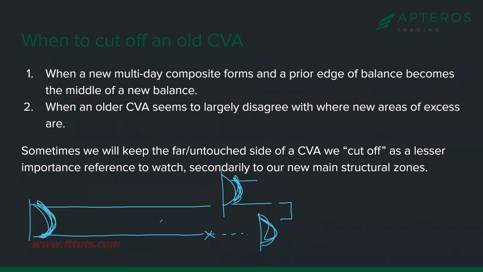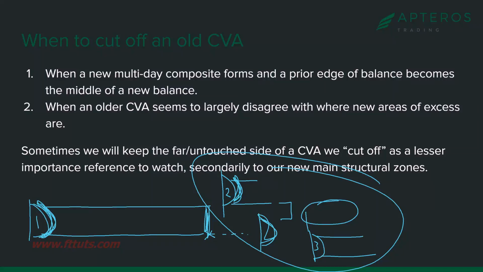And so we're just going to stop using this thing. In fact, we could have made the example even better with the lower one and drew it like this, where there's actually no value overlap between composites 1, 2, or 3, but 2 and 3 are telling us this is no longer an area of balance based on more recent structure.